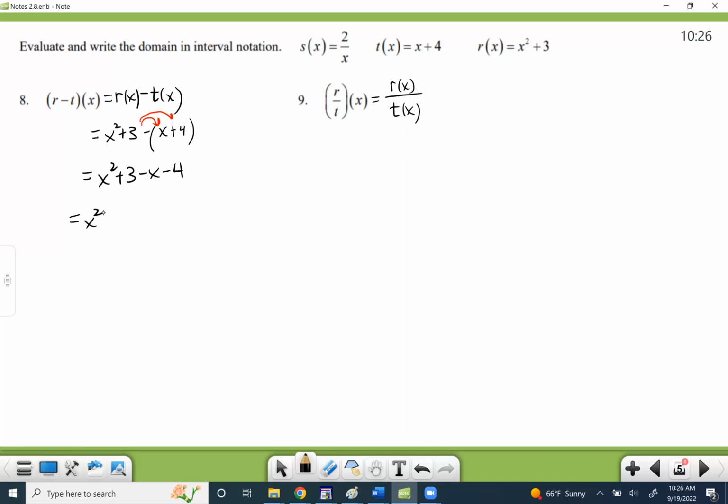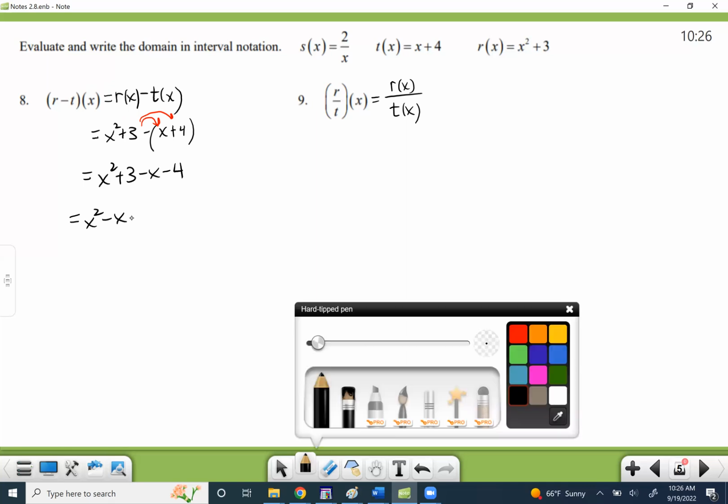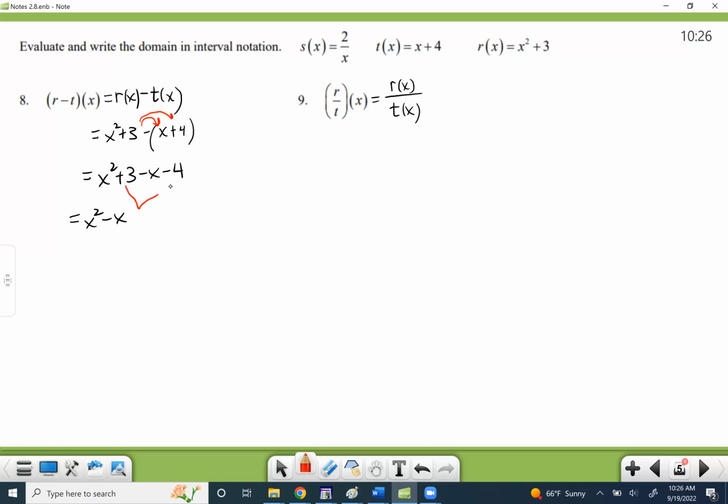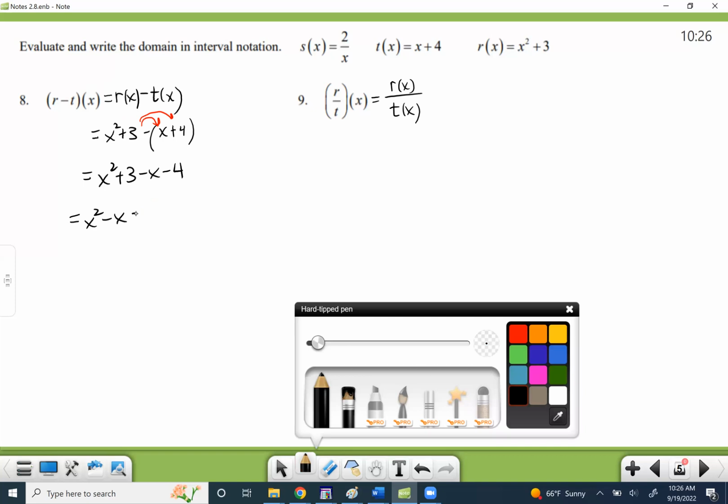All right, I'm going to put the squared term first, the linear term or the x to the first term second, and I'm going to combine like terms to put my constant last. So we have -1 here.